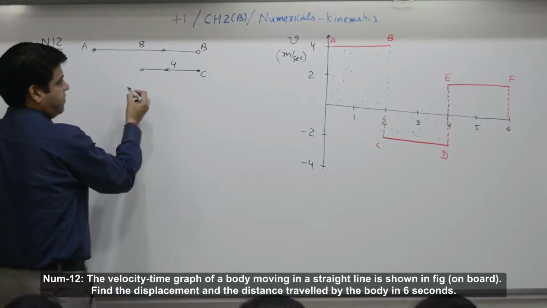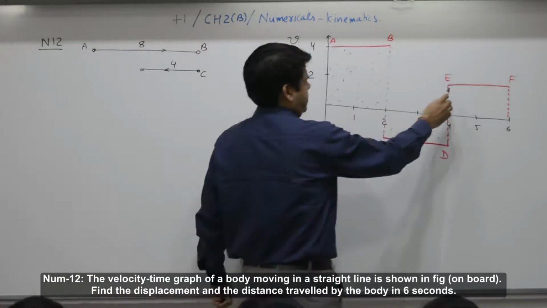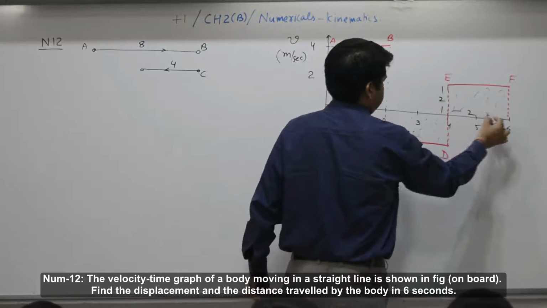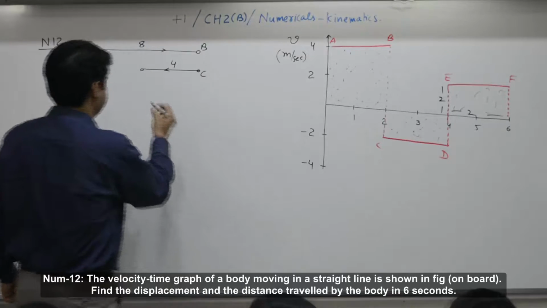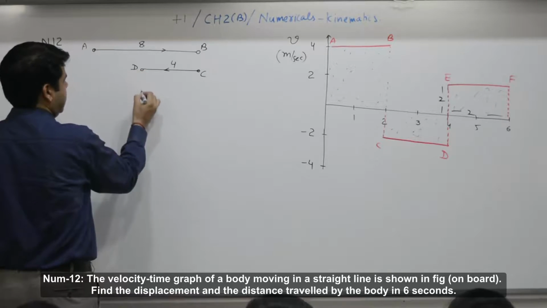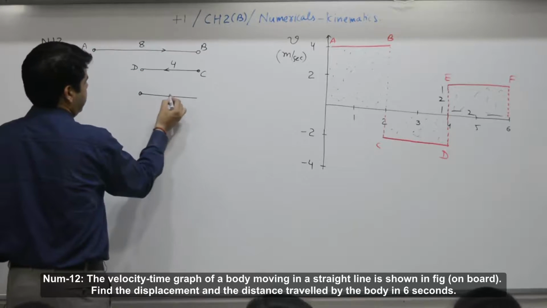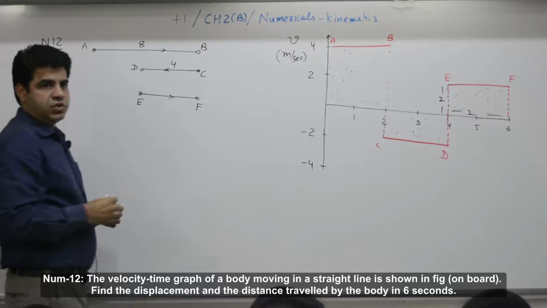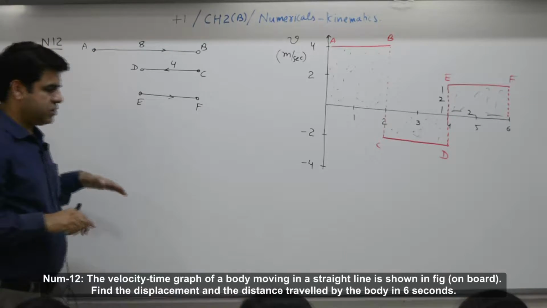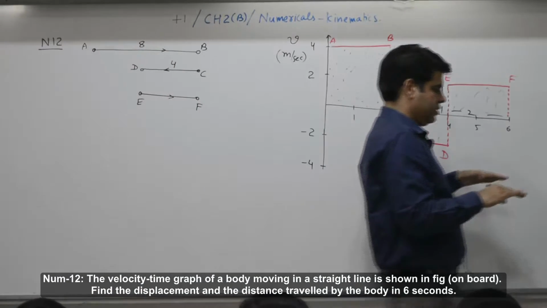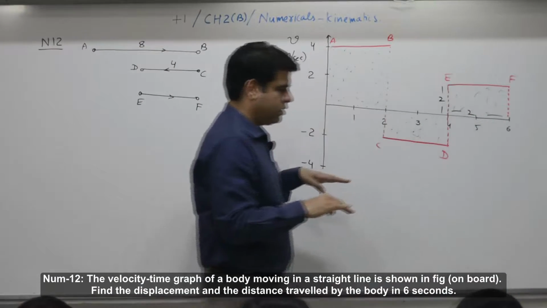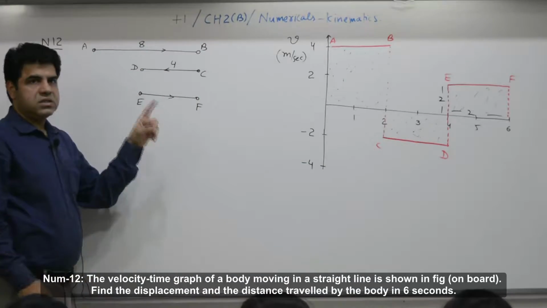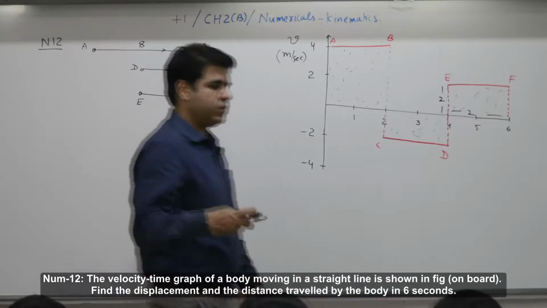Then E to F. This is 2 meter per second, time is 2 seconds. So this is C to D and then E to F. So the movement is like a person moves forward, then moves backward, and then again moves forward. Find the distance and displacement. 1 minute with you.